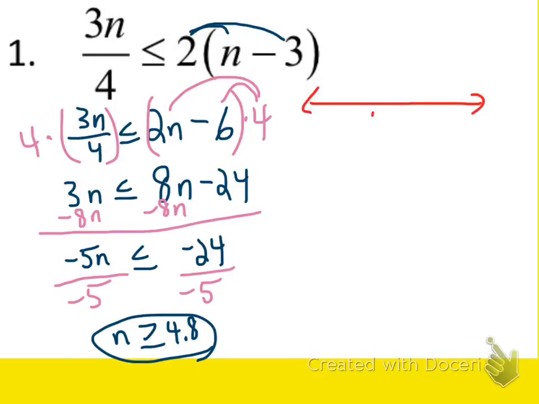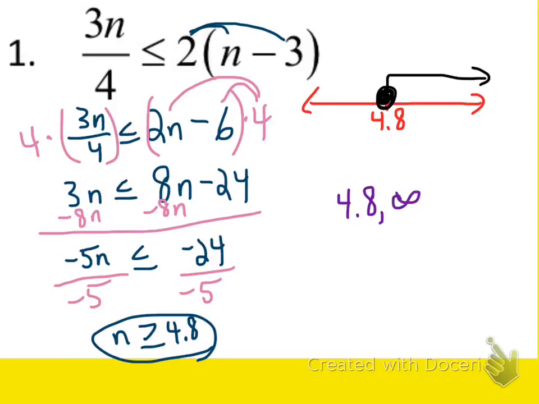Let's put that on a number line. Since it's greater than or equal to, we are going to put a closed circle on 4.8, and it's going to go to the right, because we know as we go to the right on the number line, numbers get bigger, so that's greater than, and the equal sign is why this is a filled-in circle. So the numbers 4.8 and larger are solutions to this inequality. Now, how do we write this in interval notation?